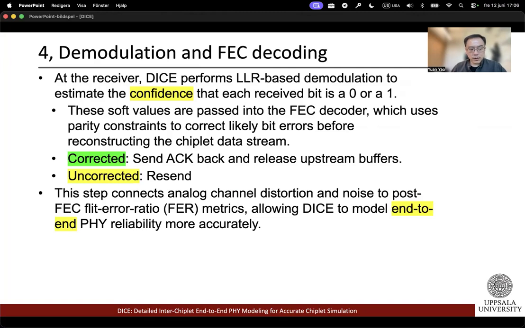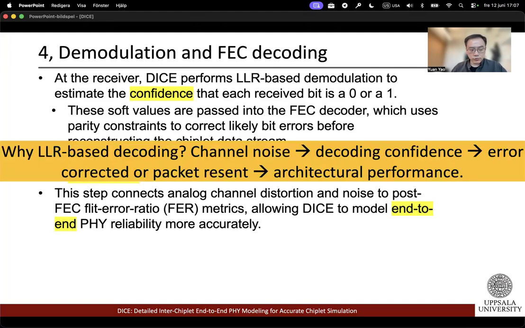These soft values are passed to the FEC decoder. The decoder uses parity constraints to correct likely bit errors and reconstruct the input data stream. If the code word is corrected, the receiver sends an ACK and upstream buffers can be released. If the code word cannot be corrected, the receiver sends a NAK and the sender must resend the data again.